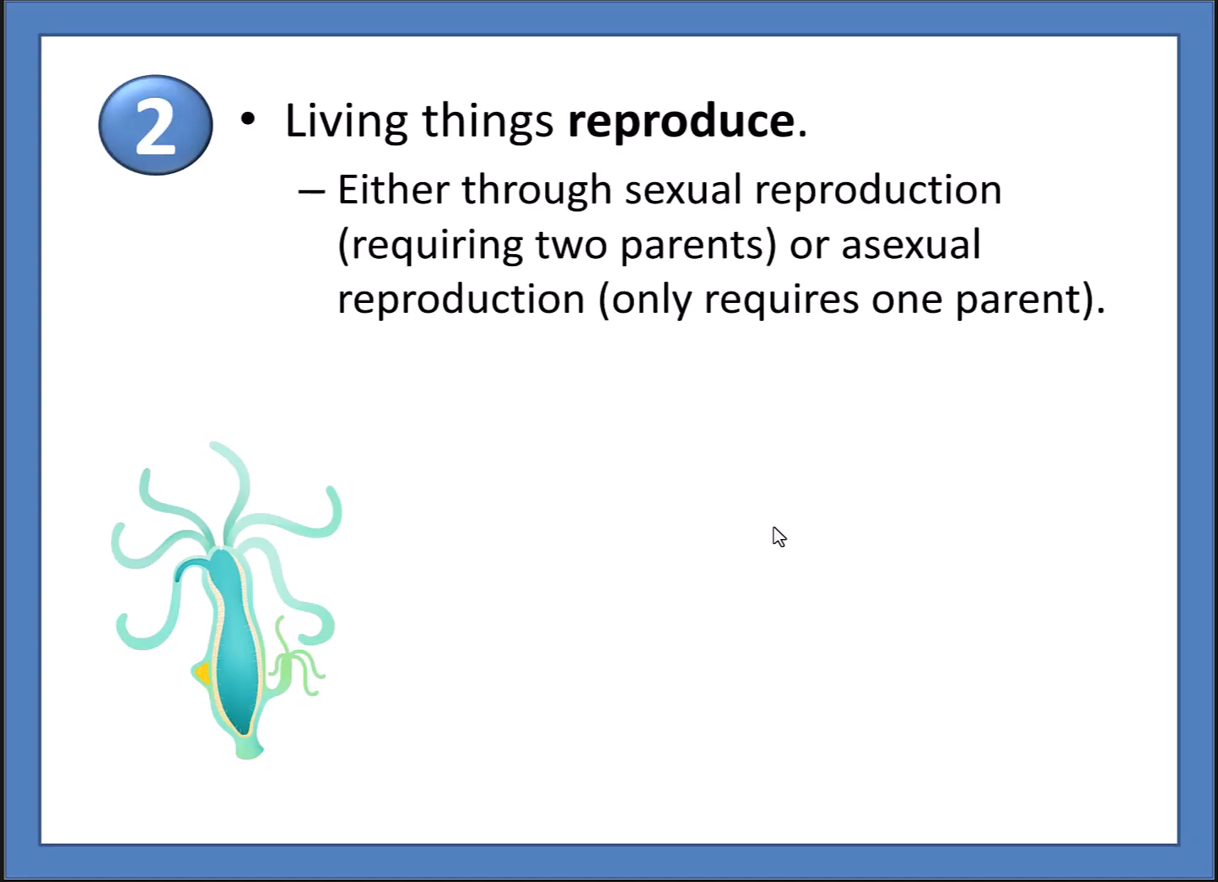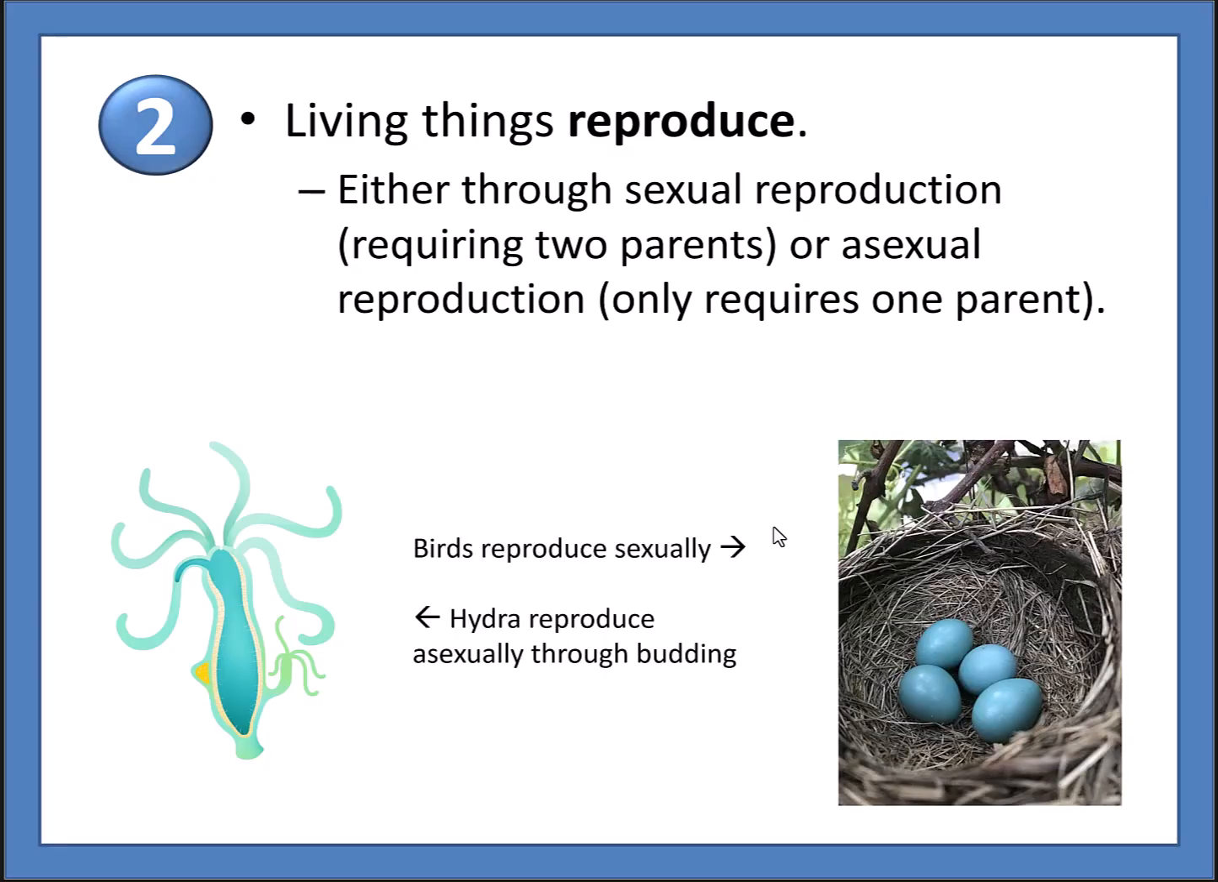Characteristic number 2, living things reproduce. They either reproduce through sexual reproduction, which requires 2 parents, or asexual reproduction, which requires only 1 parent. So birds, for example, reproduce sexually, and there's 2 birds involved, 2 parents. Hydra, which is a type of aquatic organism, reproduce asexually through budding. So here you can see that a new individual is forming off of that original parent. One organism producing an offspring is asexual reproduction.